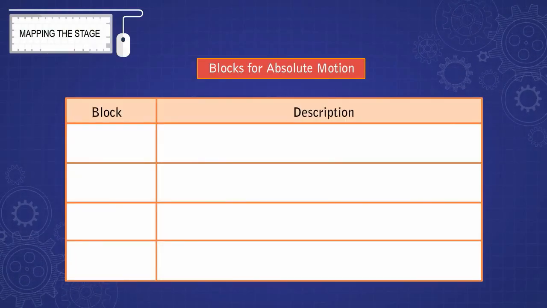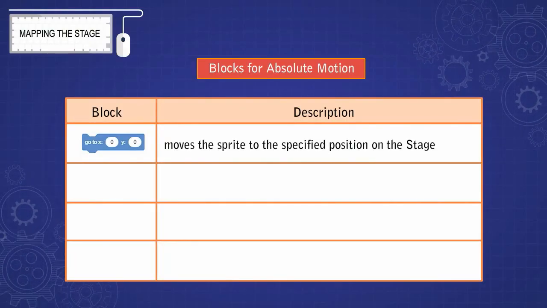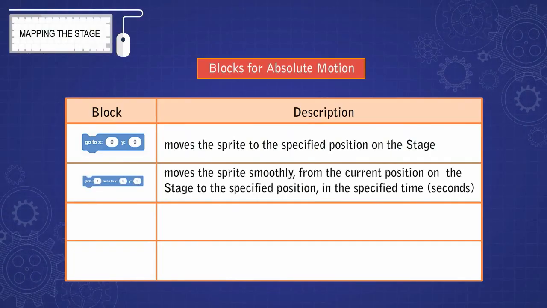Block description. Go to x 0, y 0. Moves the sprite to the specified position on the stage. Glide 1 seconds to x 0, y 0. Moves the sprite smoothly from the current position on the stage to the specified position in the specified time, that is the seconds.